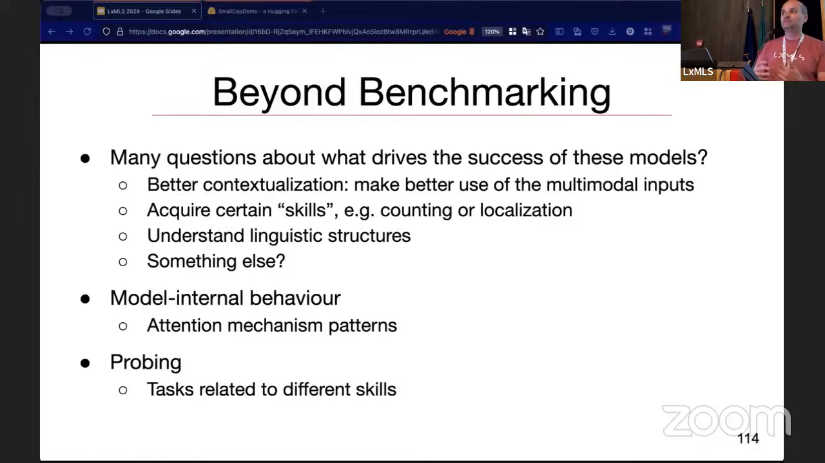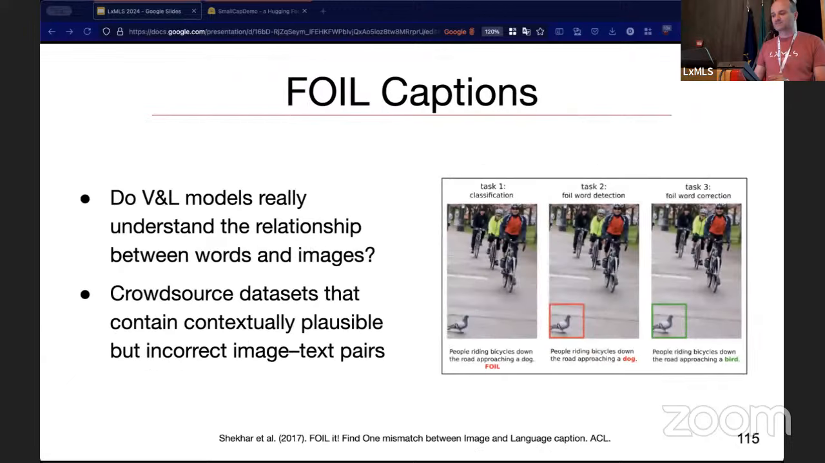Or maybe we're interested in thinking about linguistics-based questions, like is there a particular construct that the model is capable of handling better? We're also going to see some work on model internal behavior and analyzing this, and also probing models to see how they work on different types of skills. The main and dominant approach to doing this type of understanding research is based on foils.